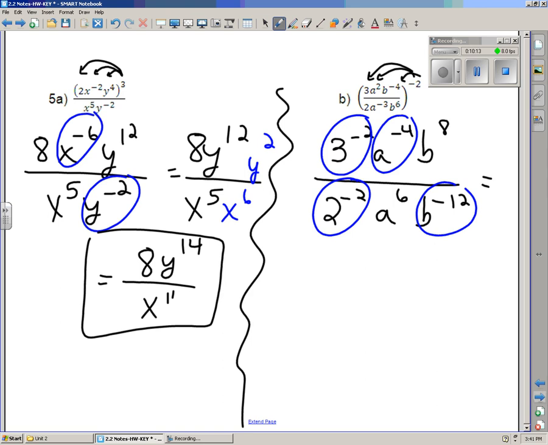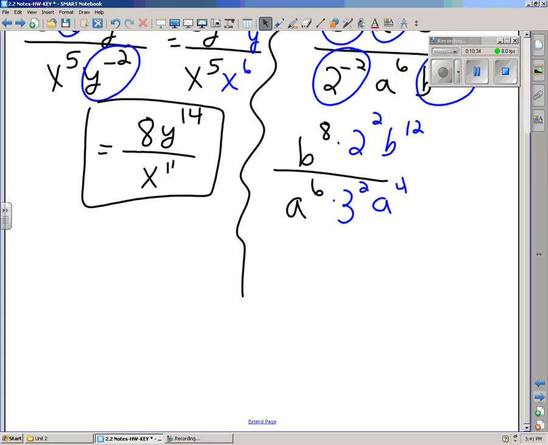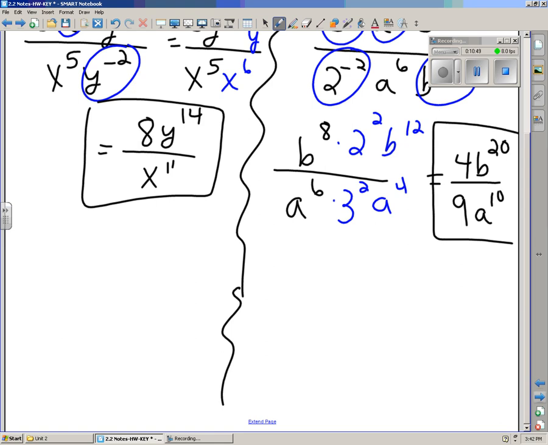So what's happening here is I've got my b to the 8th on the top. I've got my a to the 6th on the bottom. What jumps up is 2 squared and b to the 12th. What jumps down is 3 squared and a to the 4th. Let me just get some more room here. On the top, I really have 2 times 2, which is 4, and the b's total out to 20. And on the bottom, I've got 3 times 3, which is 9, and the a's total out to 10. Nothing left to do.